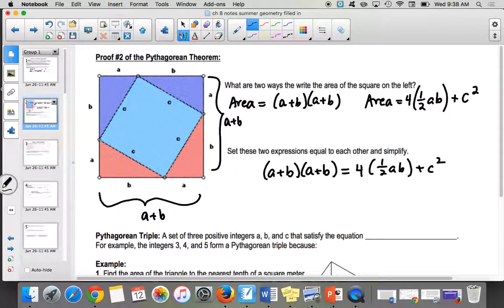So when we have a plus b times a plus b, we can't just say it's a squared plus b squared. Do you guys agree? Can't just square each thing. We're going to have to FOIL it out. So when we FOIL it out, our first terms make a squared. Our outer terms is ab. That's also my inner term, ab. And my last term is b squared.